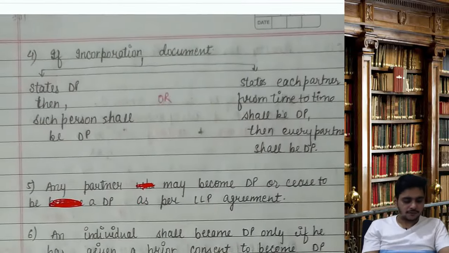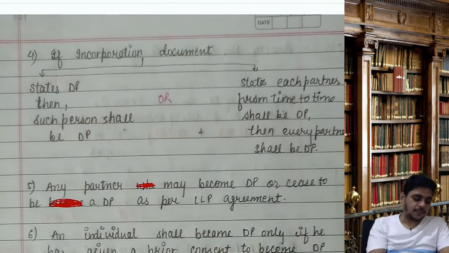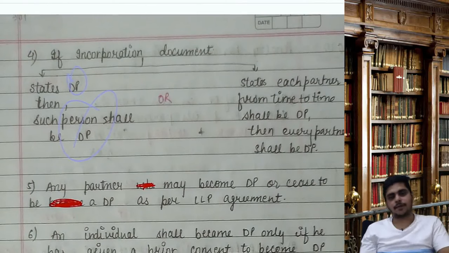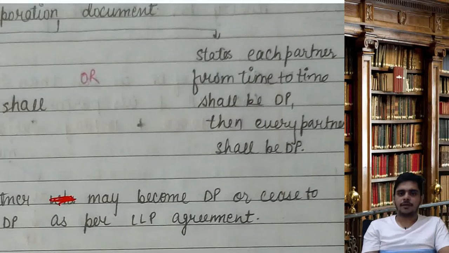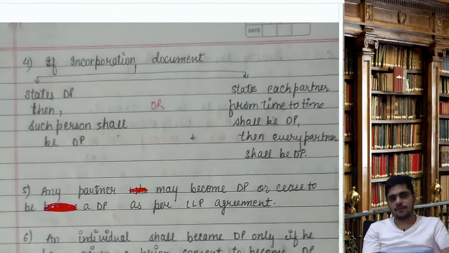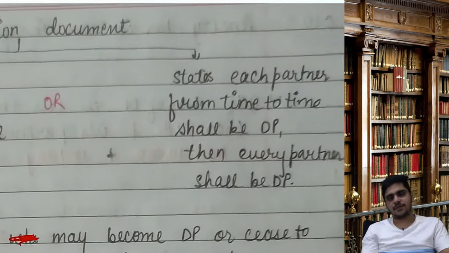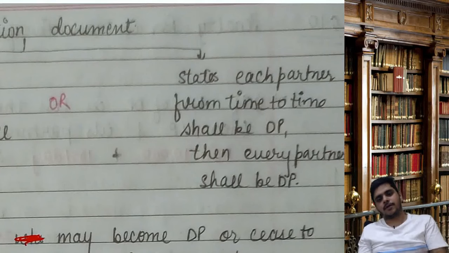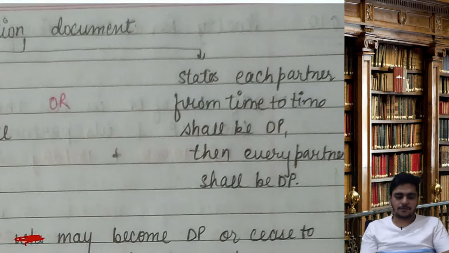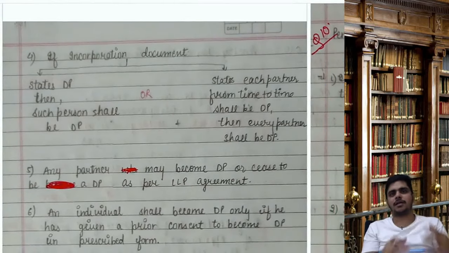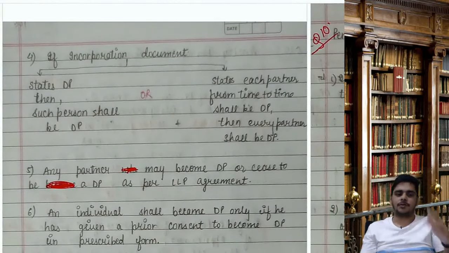Then, if the incorporating document states that a named person is designated partner, then such person shall be designated partner. If Mr. Ram and Shyam are named as DP, then they are DP. But if it says each partner from time to time can become DP, then every partner will be a DP. Okay. Incorporation document, basically, like we have company memorandum, here we have incorporating documents.